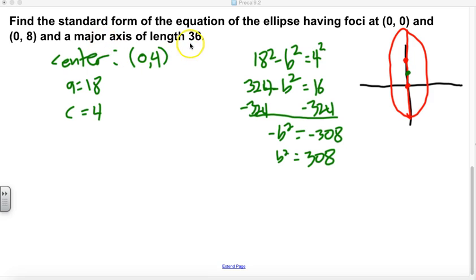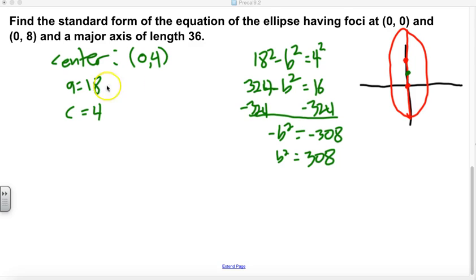Now our major axis is of length 36. So if it's 36 from the bottom to the top, then the distance from the center must be half of 36, which is 18. So the value for A is 18. A is the distance along the major axis from the center to the vertex.